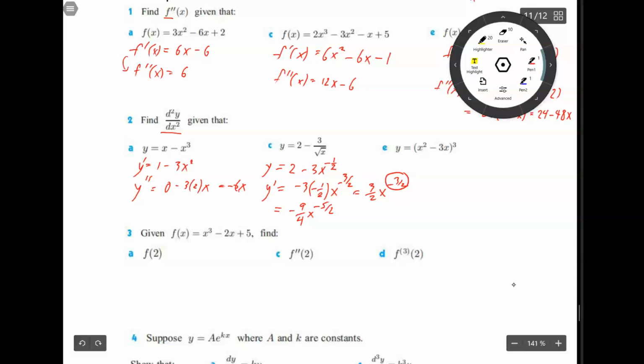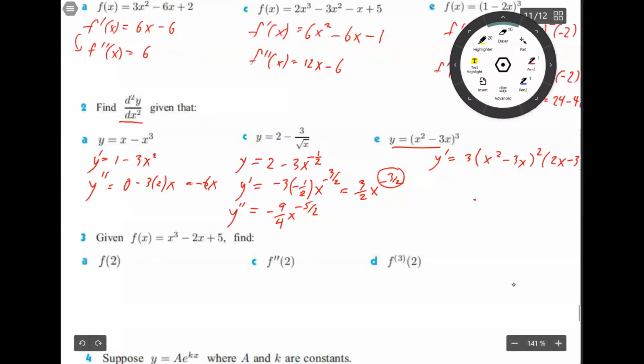All right, now let's do this one. This is going to require the chain rule, right? So the first derivative is going to be 3 times, oh, by the way, this is the second derivative. 3 times (x squared minus 3x) squared. And then we're going to do chain rule, 2x minus 3.